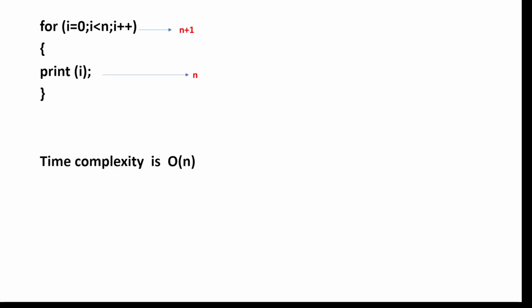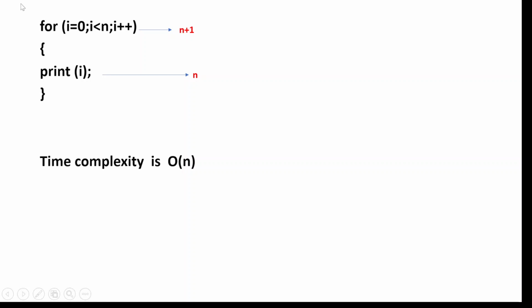First and foremost, let us consider this code where a for loop is given and there is one single statement inside the for loop. The for loop is running from 0 to n. Hence, we will see how many times the entire code snippet is getting executed.